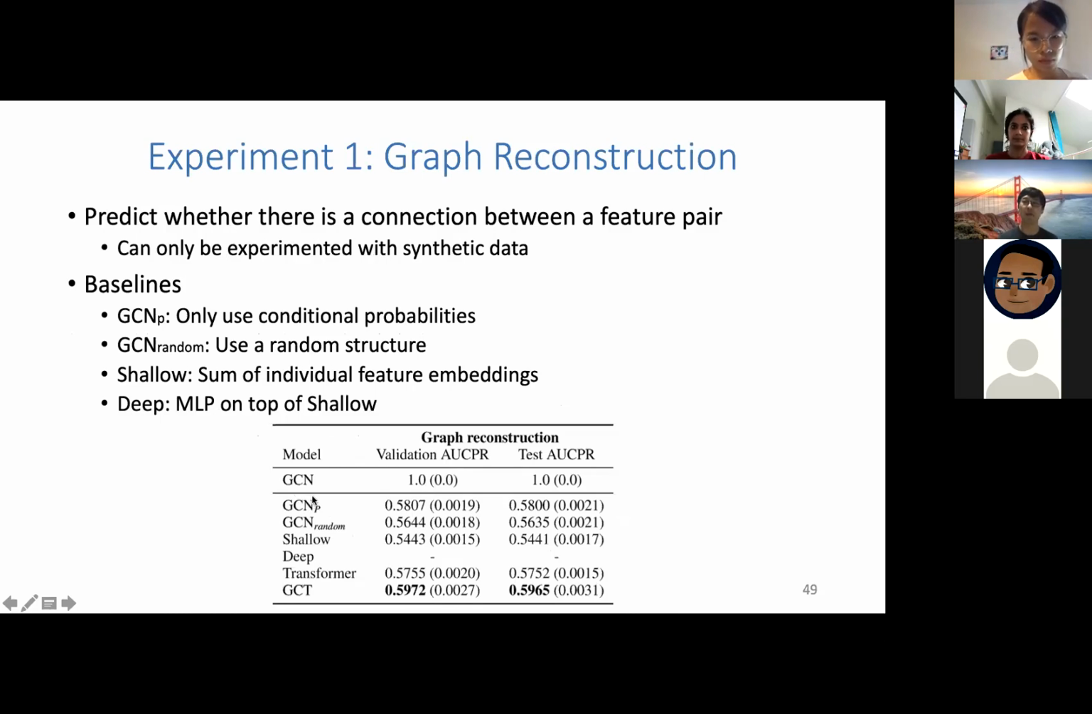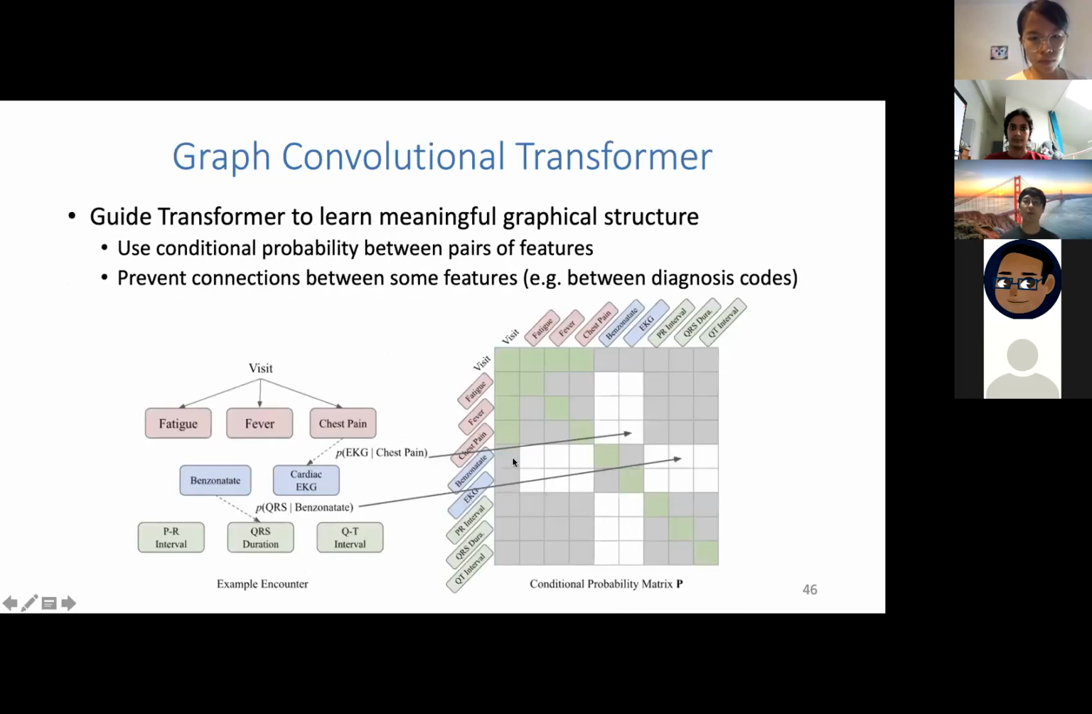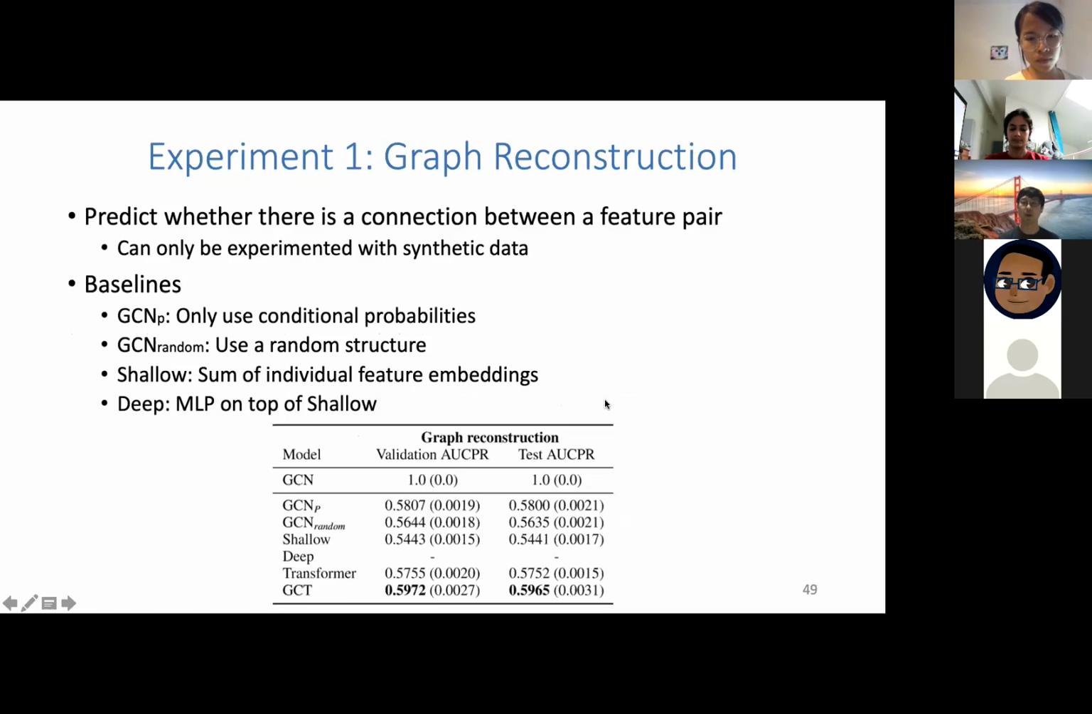GCN-P is a graph convolutional neural network where you use an adjacency matrix with this P matrix only, so it is simply a prior knowledge driven graph neural network. GCN-random just uses a random graph. Shallow and deep simply sum up the code representation vectors to represent the visit. Transformer is a purely data-driven self-attention process, and GCT is the hybrid between GCN-P and transformer. You can see that GCT outperforms all the other baselines as far as graph reconstruction goes.